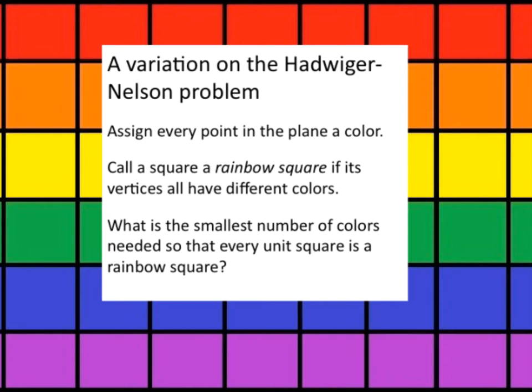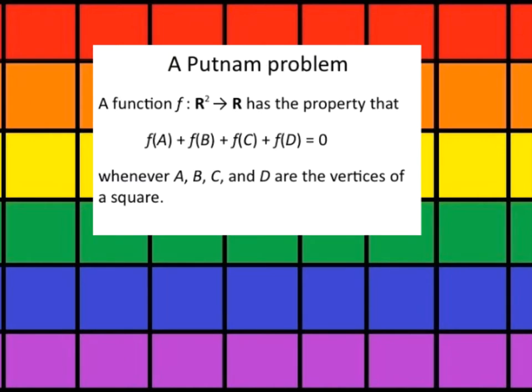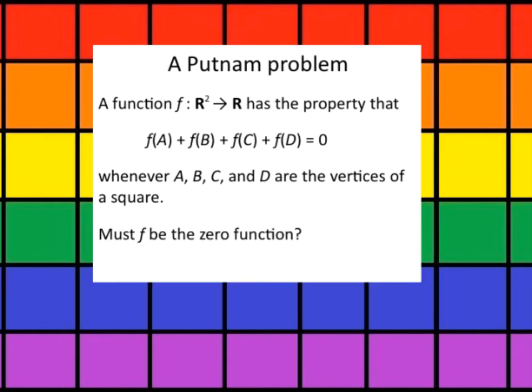And meanwhile, here's a question from a nationwide undergraduate math competition a few years ago called the Putnam exam. So this time, we assign a number to every point in the plane. And we're going to insist that whenever you draw a square, the numbers at the 4 corners have to add up to 0. Well, one way to do that is easy. You just assign 0 to every single point. But the question is, is there any other way? And it turns out, no.